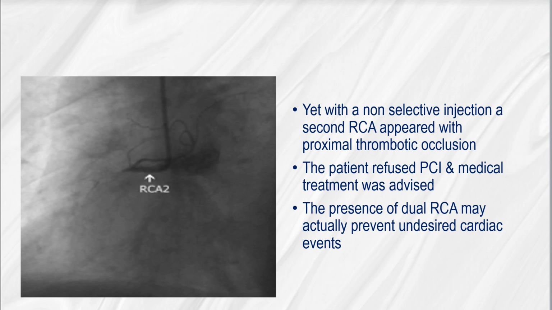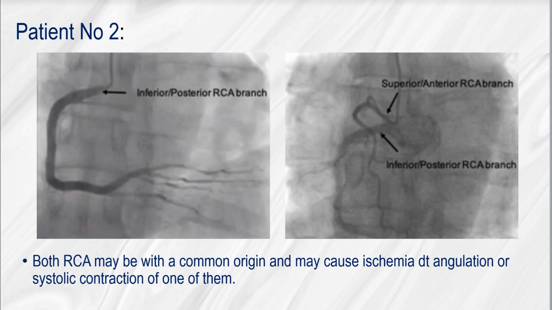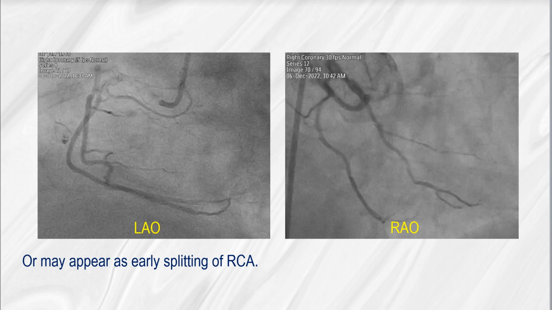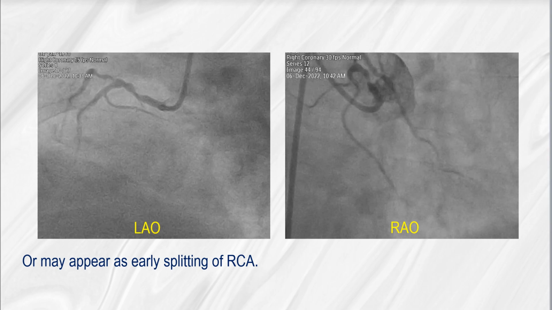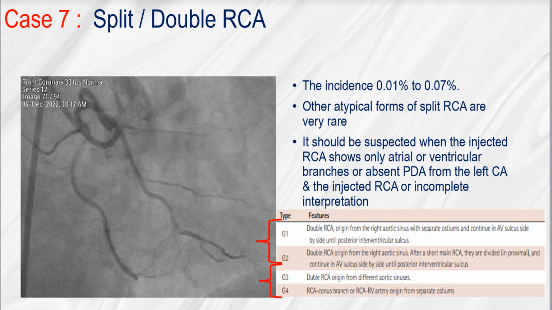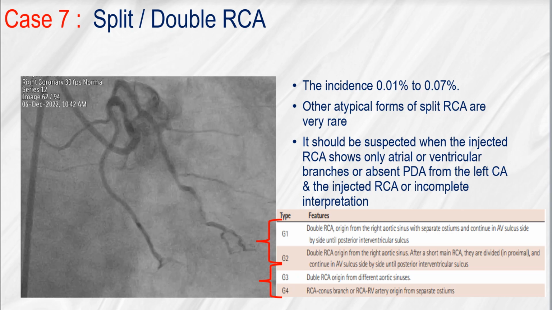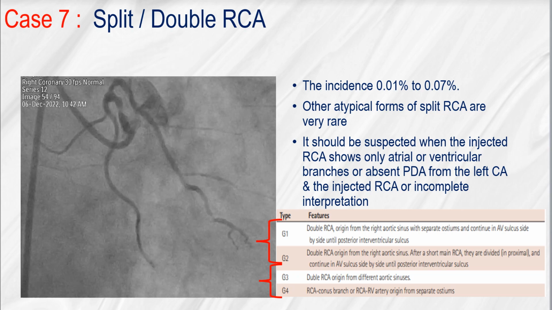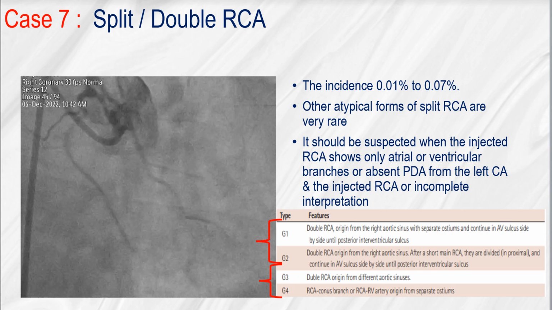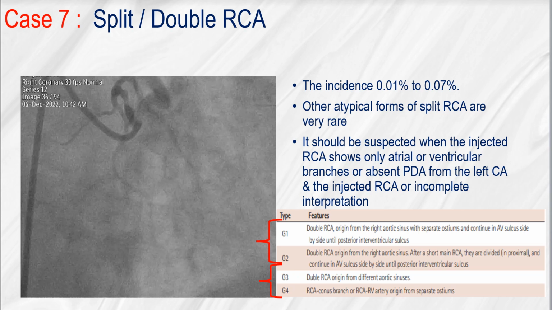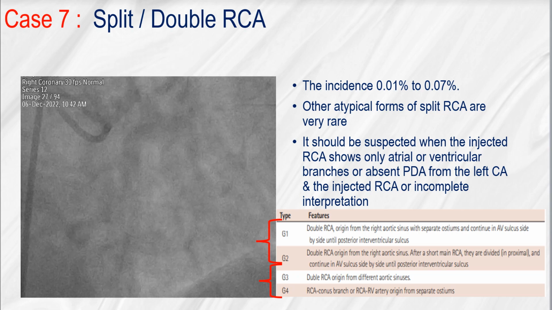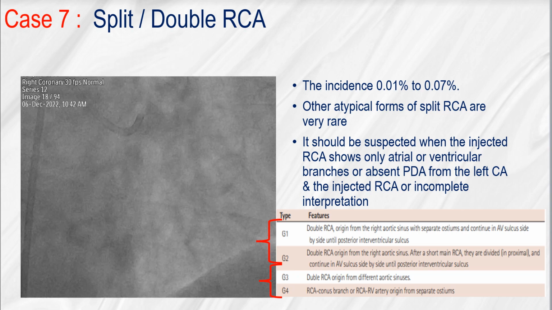The presence of dual RCA may actually prevent undesired cardiac events. Both RCAs may be with a common origin and may cause ischemia due to angulation or systolic contraction of one of them, or may appear as early splitting of the RCA. The incidence of split or double RCA is very rare, and many atypical forms are present. It should be suspected when the injected RCA shows only atrial or ventricular branches, or absent PDA from the left and the injected RCA, or incomplete interpretation.